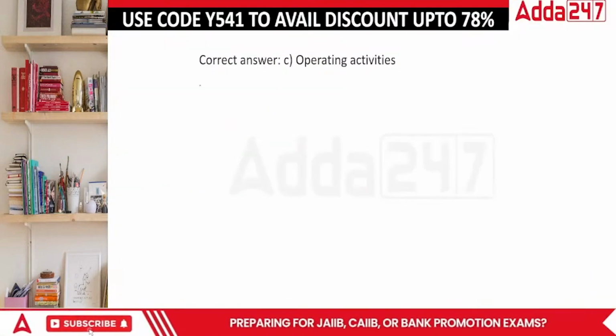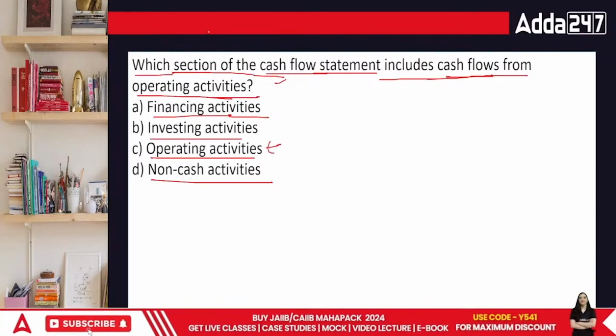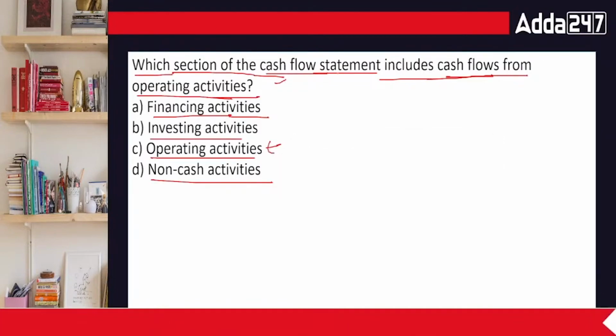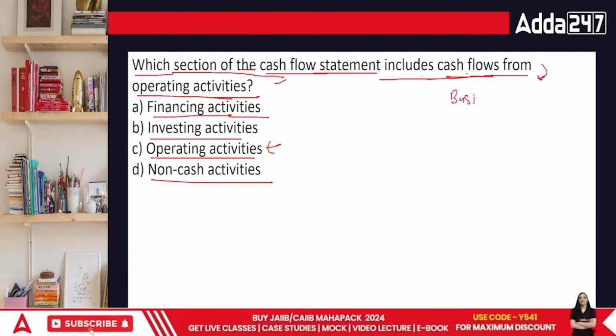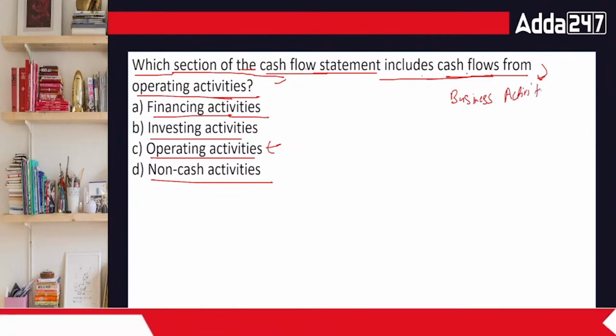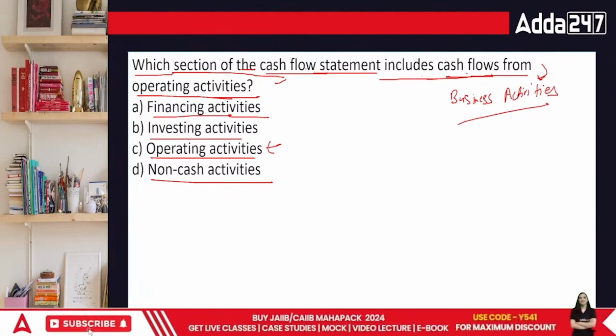When you are talking about your businesses, this question has to be rephrased. This is directly giving the hint. Which section of the cash flow statements includes cash flows from business activities? This is a better question. Okay? Done, everyone? Easier question. Now let's move on towards the next question.